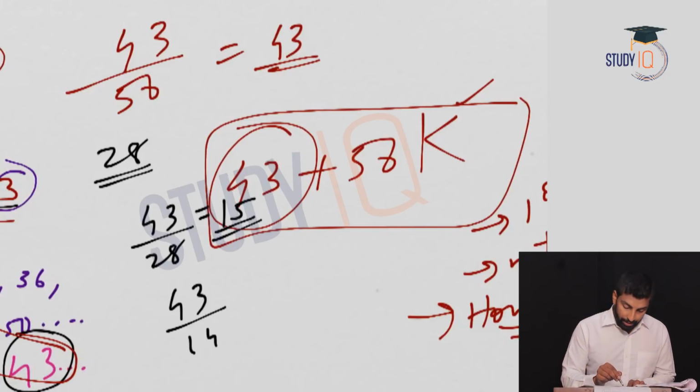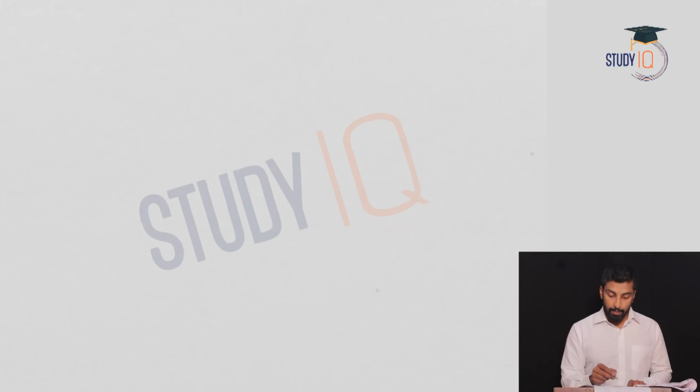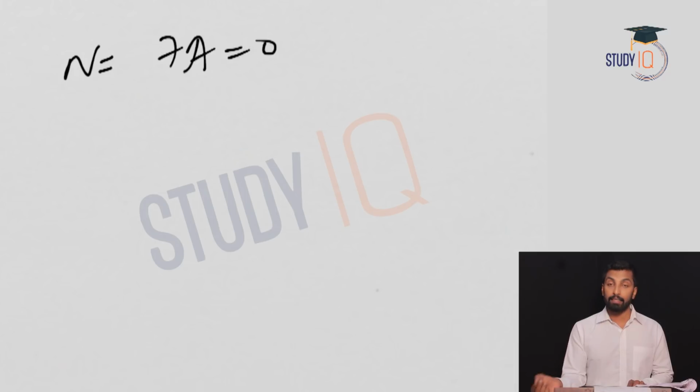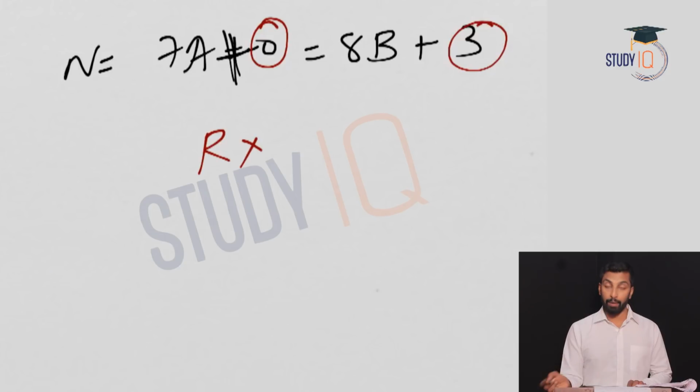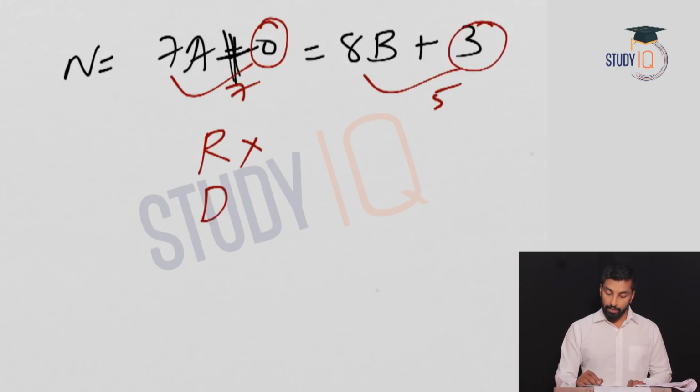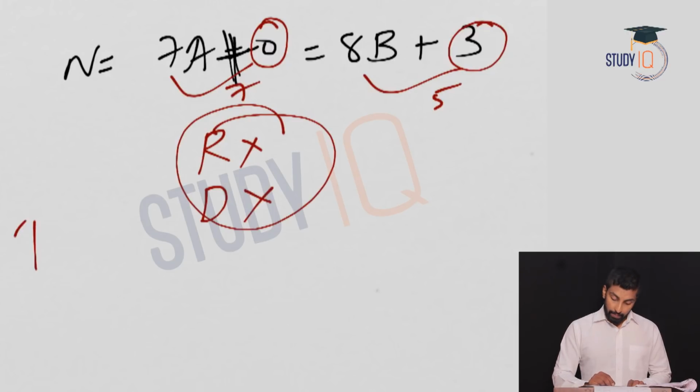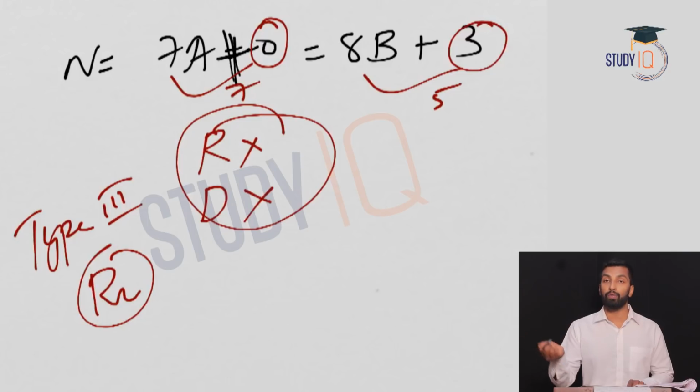Now let's make one more question. I have a number which when divided by 7 leaves a remainder 0, so 7a plus 0, which when divided by 8 leaves a remainder 3. First you need to check whether the remainder is same. No, remainder is not same. Then check whether the difference is same. Here it is 7, here it is 5. So the difference is also not same. So this is your type 3. If it is type 3, this is your round 2 question. Solve it in round 2 when you come back.